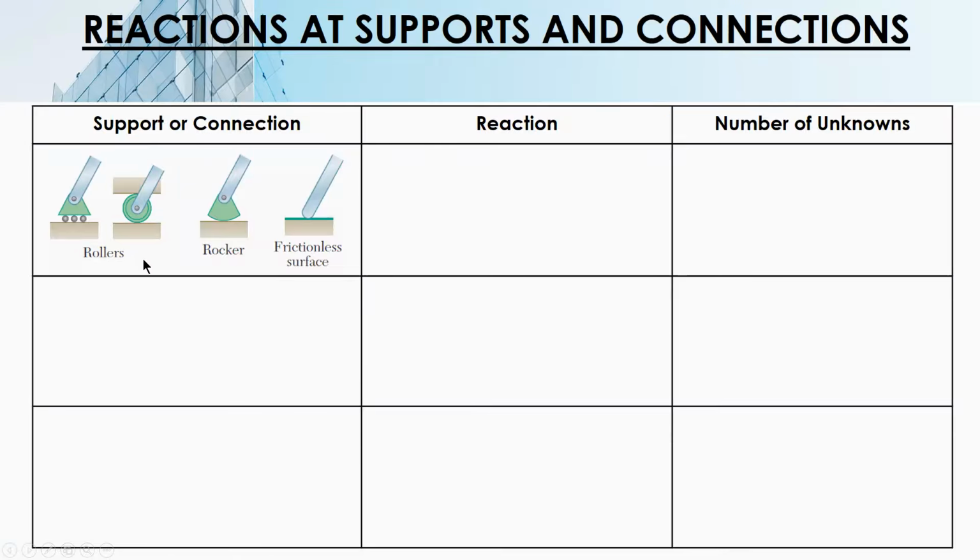This one, roller. Roller, rocker, frictionless surface. So, analyzing this one, the roller is free to move horizontally, but it cannot move vertically. Same with the rocker or frictionless surface.